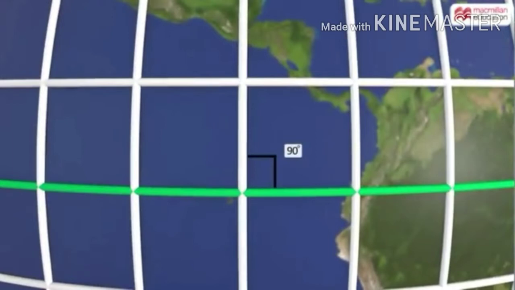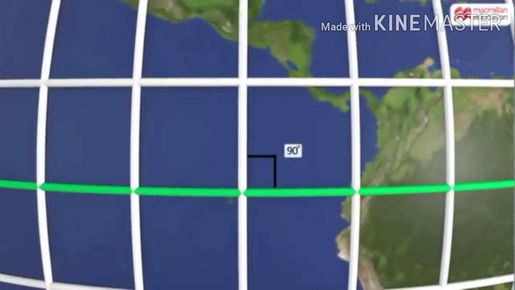Okay. Now, I explain about latitude. Latitudes are horizontal lines drawn on the surface of the earth. They run parallel to each other and are also known as parallels of latitude. The line that runs exactly in the middle, thereby dividing the earth into two halves or hemispheres, is called the equator.